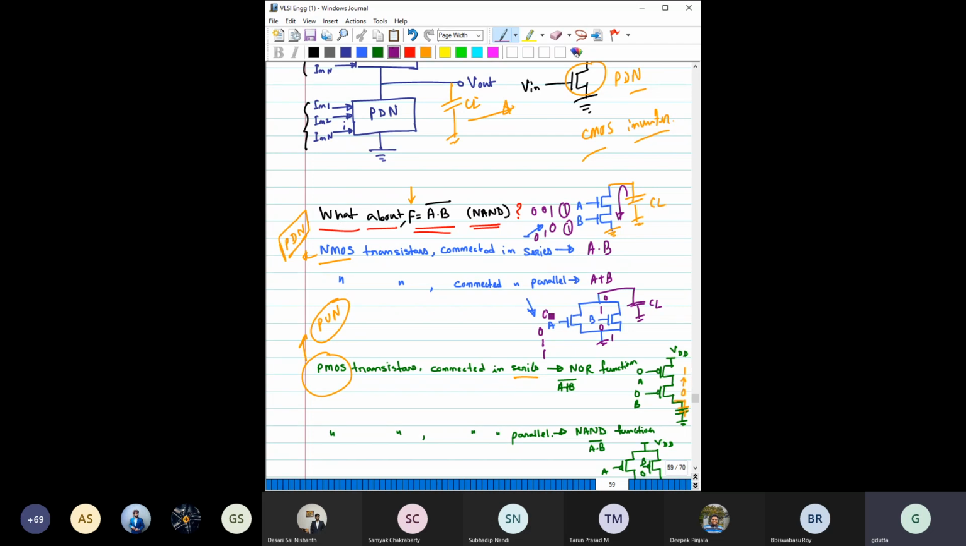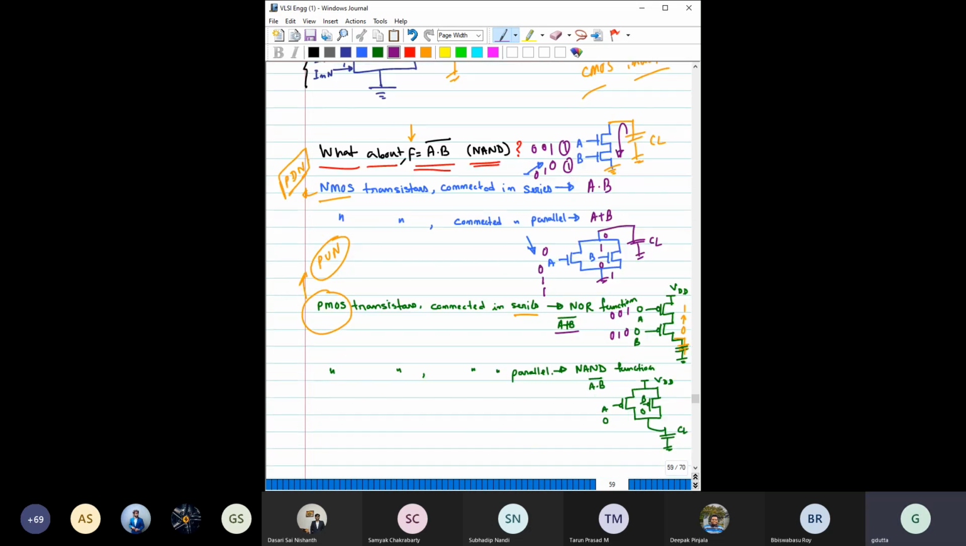For any other combination, like 0 1 or 1 0, one of the transistors is off, and that makes this path broken. So the capacitor cannot charge, and the output cannot go to the high state. From here you can say that PMOS transistors connected in series will basically give the NOR function, which is A plus B bar. By the same token, it is very easy to say what happens if you connect these two PMOS in parallel, or 3 or multiple.